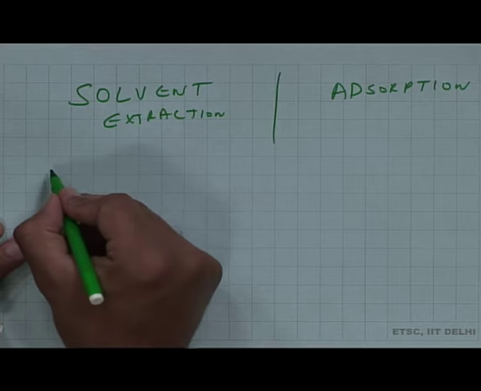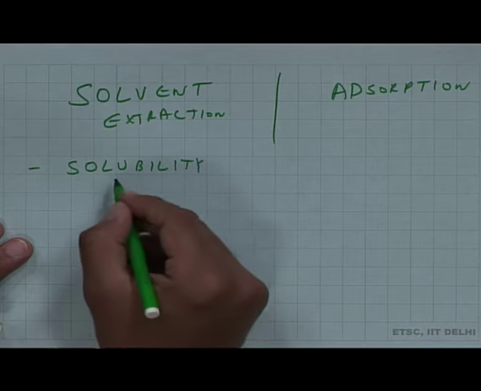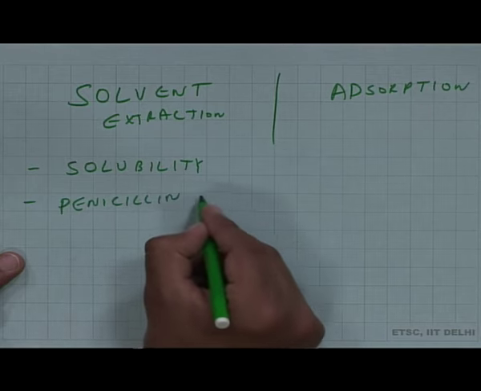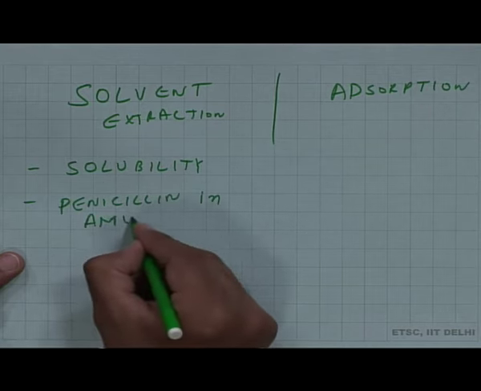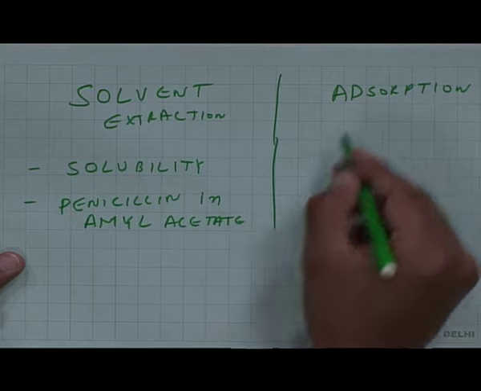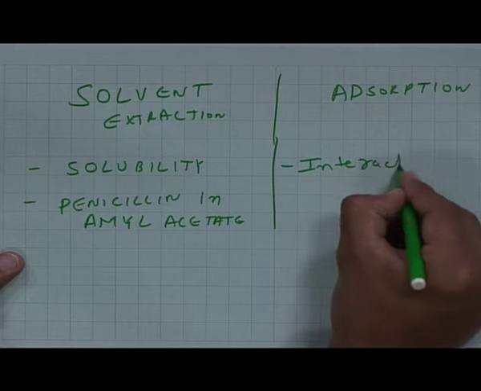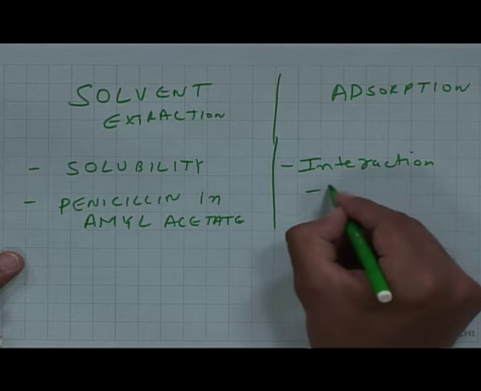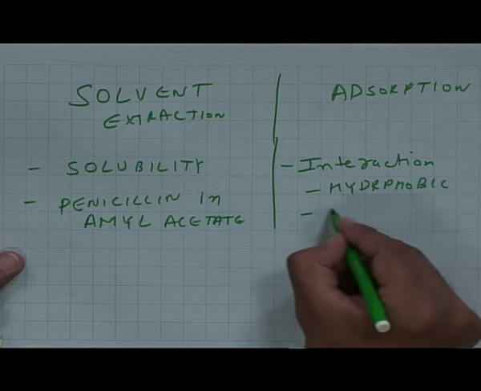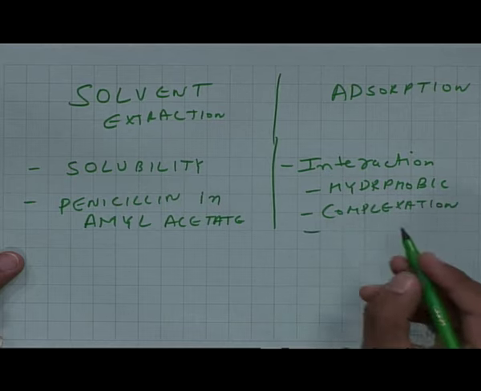Solvent extraction is based on solubility, and the example we have seen here is of penicillin in amyl acetate. Adsorption is based on interaction. This interaction can be hydrophobic, can be complexation, can be ion exchange.